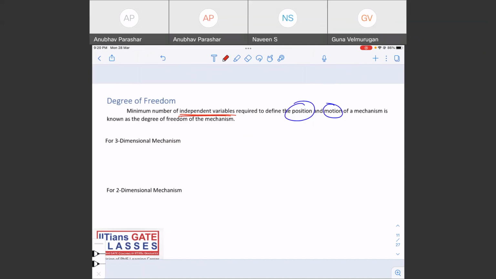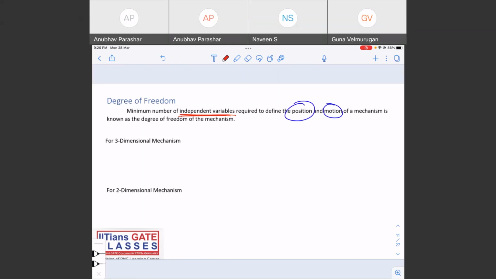It's something like this. I'm giving you a numerical question. What is the minimum amount of data I should give you so that you'll be able to solve the question, so that you can come out with the answer? Similarly, what is the number of independent variables I should give for a particular mechanism so that you are able to analyze the whole mechanism? Analyze means kinematically and dynamically analyze the whole mechanism.